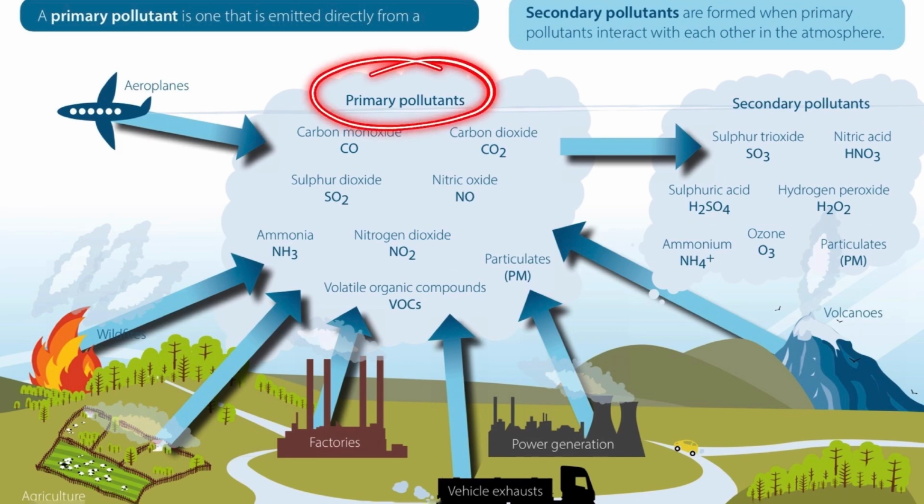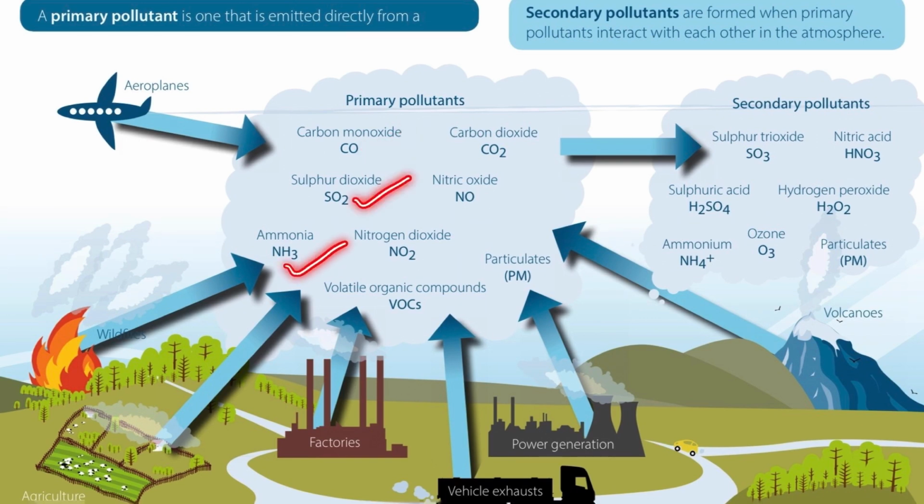Here we have some information about the primary pollutants. These primary pollutants include carbon monoxide, sulfur dioxide, ammonia, nitrogen dioxide, nitric oxide, carbon dioxide, volatile organic carbons, and particulate matter. Aeroplanes burn fuel, so they are not only emitting carbon monoxide but they are also emitting sulfur dioxide.